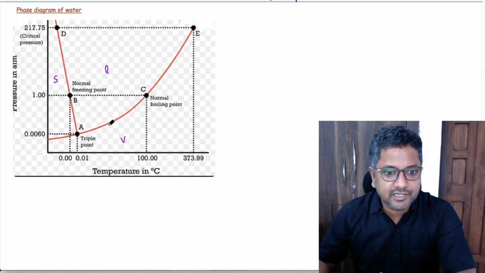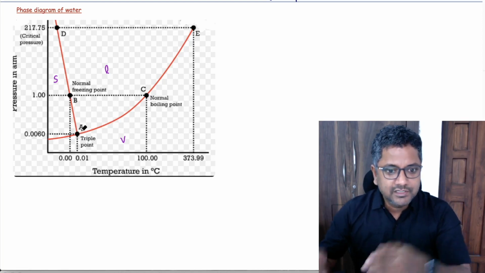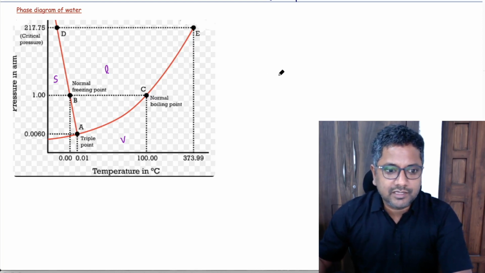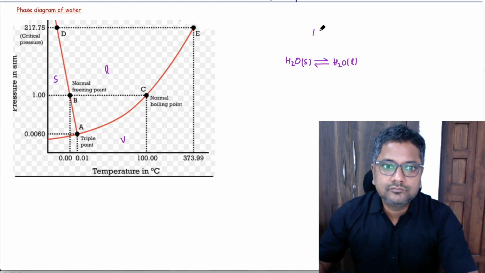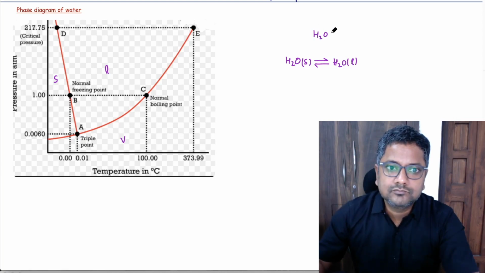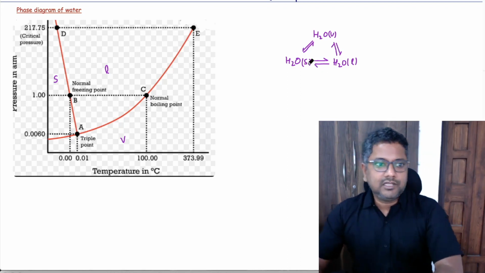And this point A is the critical point, as all of you know, that all three phases merge together here and coexist, meaning three-phase equilibrium. So point A you can represent like this: H2O solid, H2O liquid, and H2O vapor or gas, you can say. All three phases are in equilibrium.